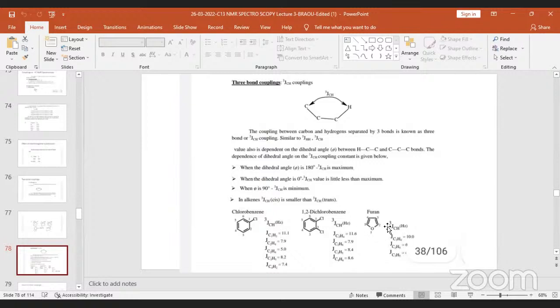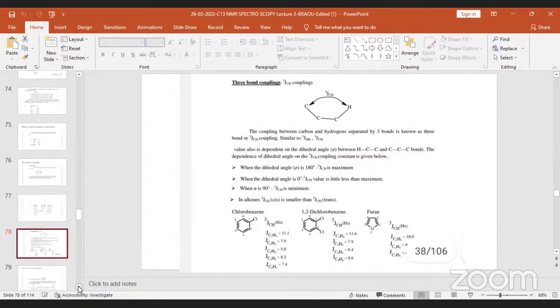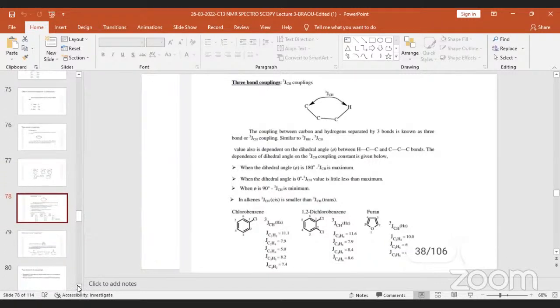C2H4 means the C2 carbon and hydrogen present on the 4th carbon. That means this one bond, this one bond, and this one bond: 3 bonds of separation. So therefore, it is J3CH coupling, vicinal coupling, which is dependent on the dihedral angle. This is very important, especially in certain cases. When we see the examples, we will understand.